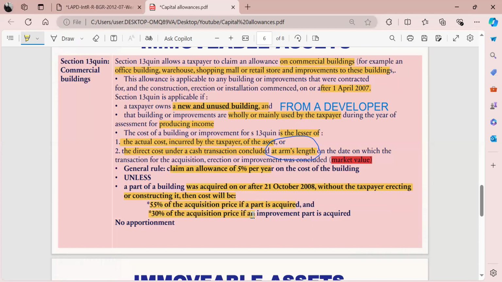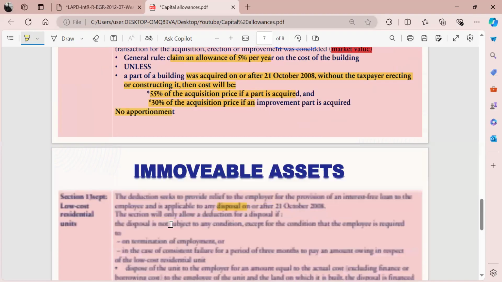If we're dealing with part of a building, we're going to claim 55% of the acquisition price and 30% on the improvements. Again, there is no apportionment on Section 13 Quin.